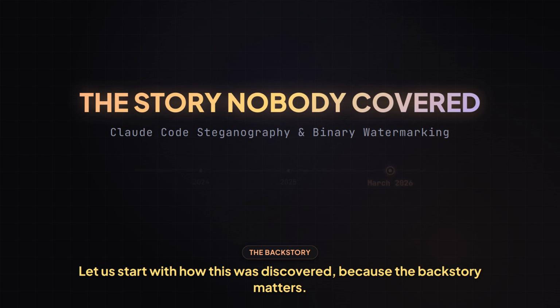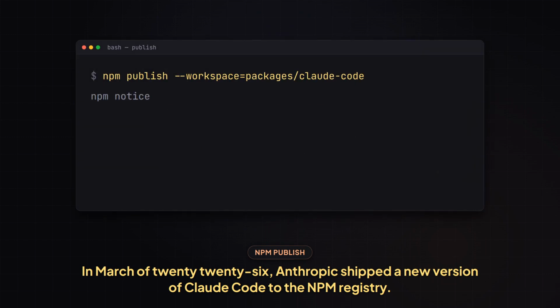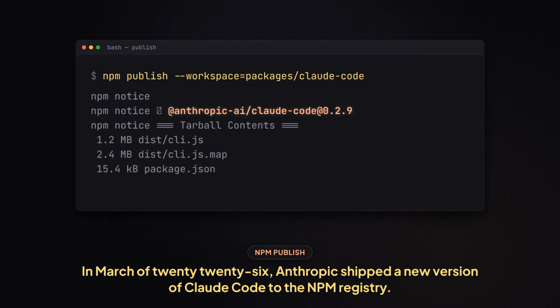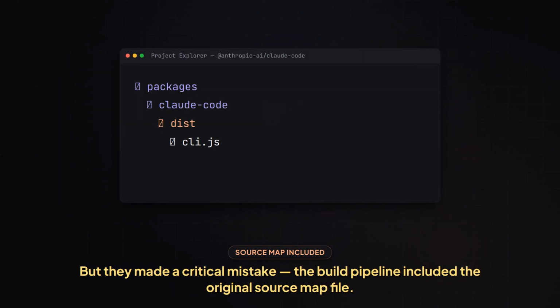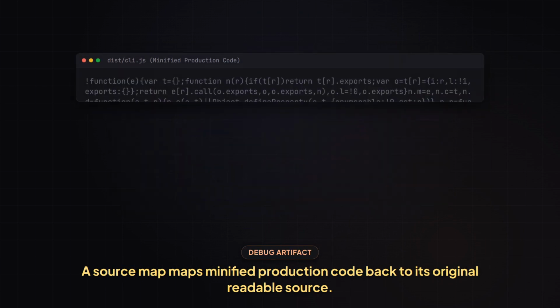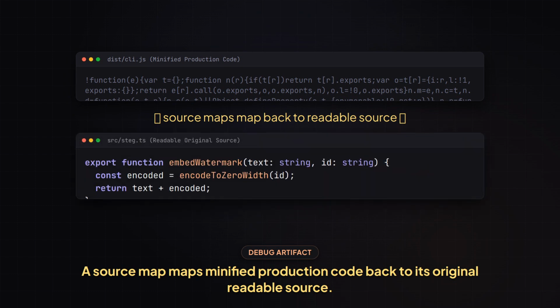Let us start with how this was discovered, because the backstory matters. In March of 2026, Anthropic shipped a new version of Claude Code to the NPM registry. But they made a critical mistake. The build pipeline included the original source map file. A source map maps minified production code back to its original readable source.